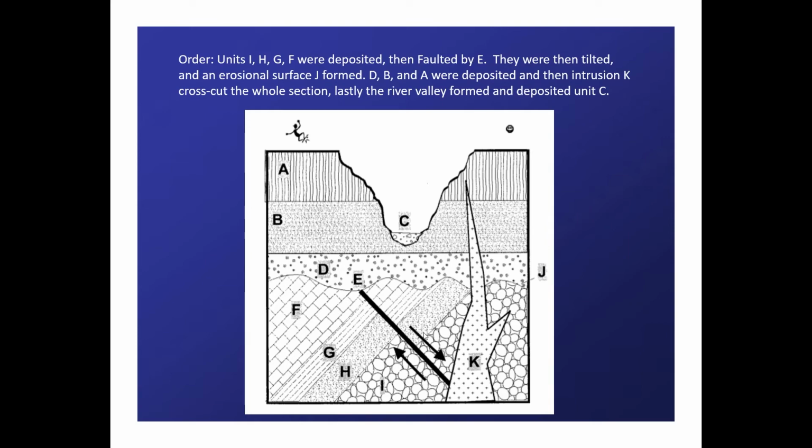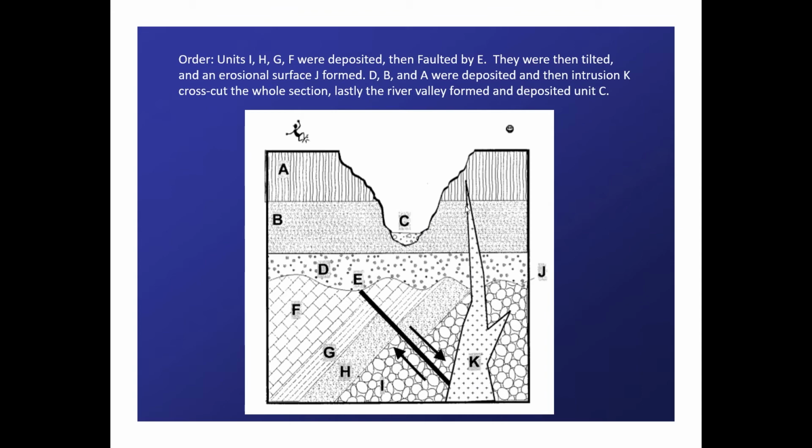And then I have the erosional surface J forming to erode away all those units, including the fault. See how the fault truncates against J? So that means that J, that erosional surface, had to get rid of the fault as well. I then have that D, B, and A were deposited. And then I have the whole suite, including the fault, everything being cross-cut by K. And then the river valley forming and C being deposited.